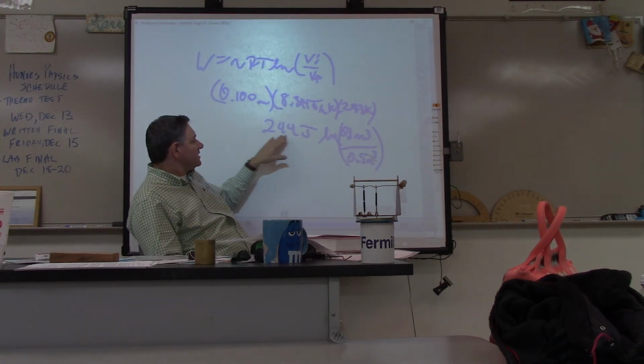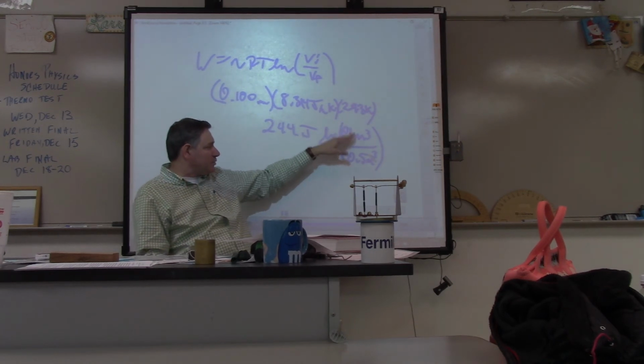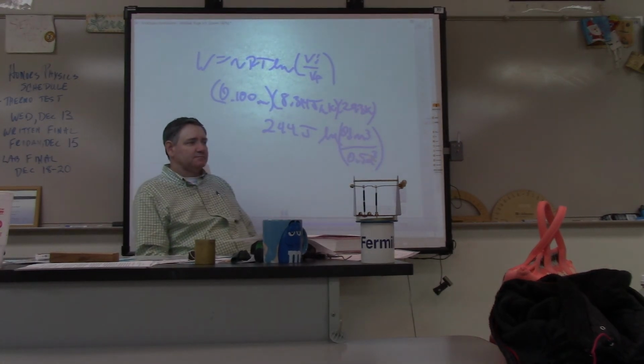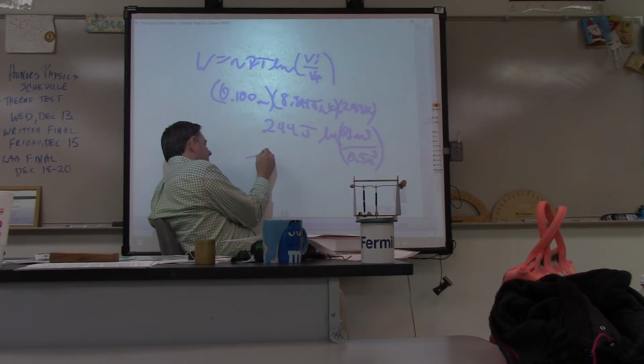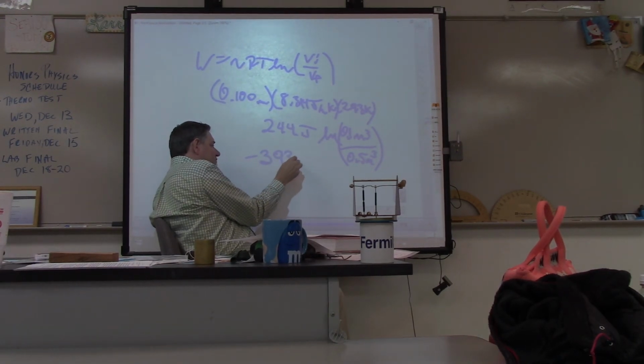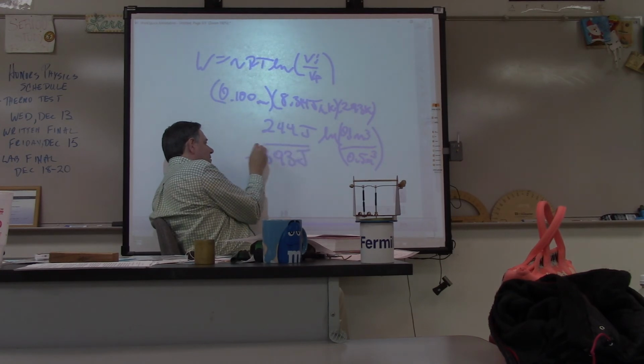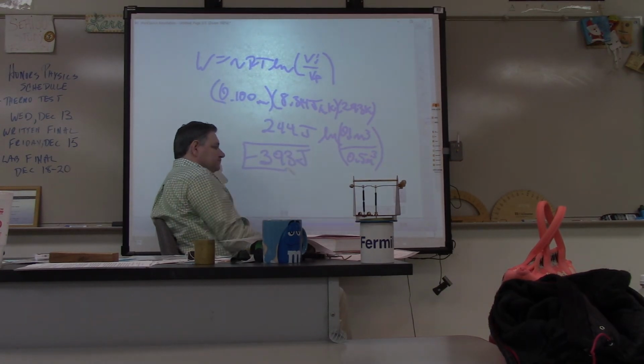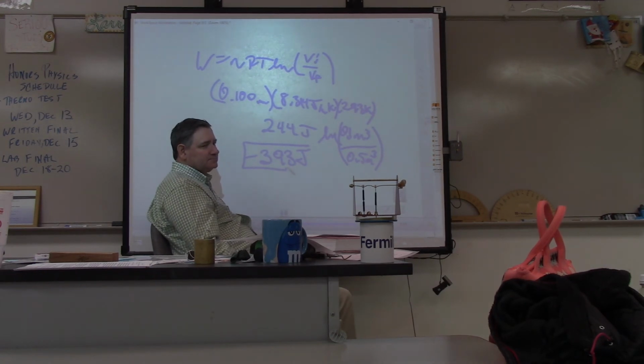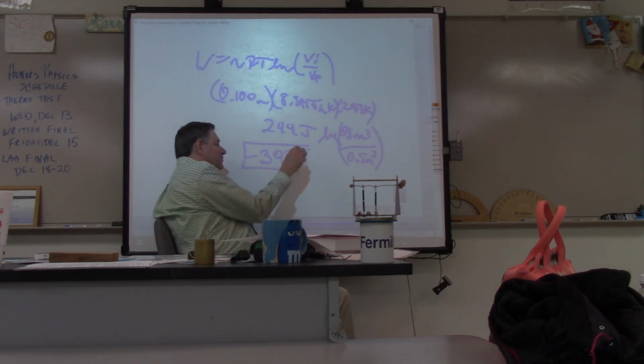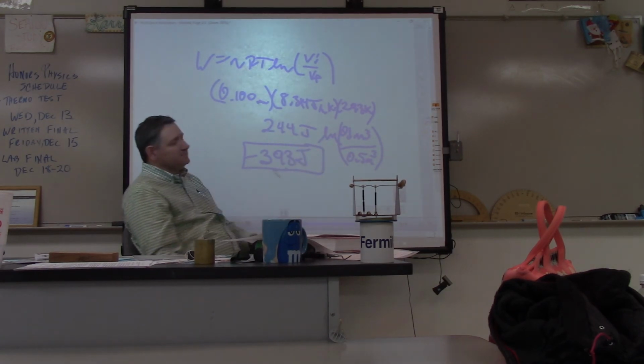So somebody take 244 times the natural log of 0.1 divided by 0.5. Negative 392. You're rounding too much. It's negative 392. You've got to take the whole answer. It's close enough. We'll go with negative 390 joules.